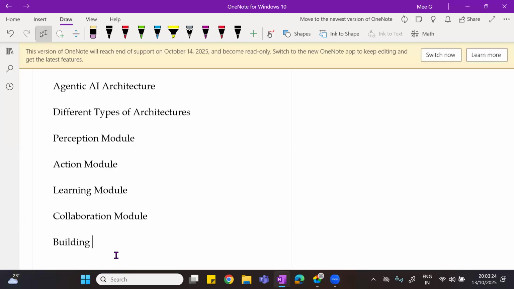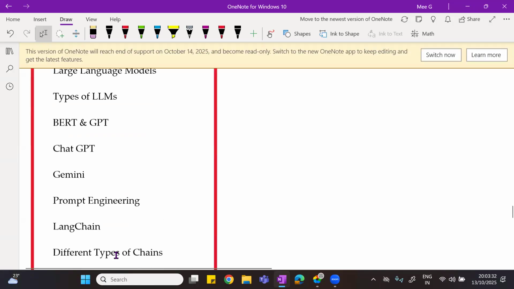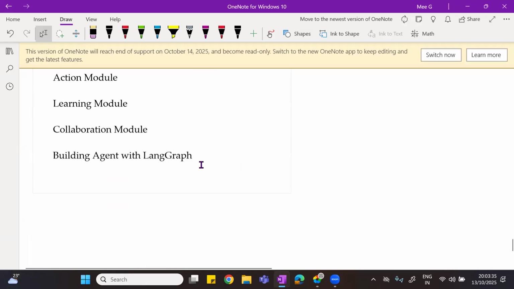And building agents with LangChain, LangGraph, sorry. LangChain, we already learned over here. Now we are going to do it with LangGraph. And we are going to cover Langsmith also. I will give you an idea about Langsmith, how Langsmith works and all those things.